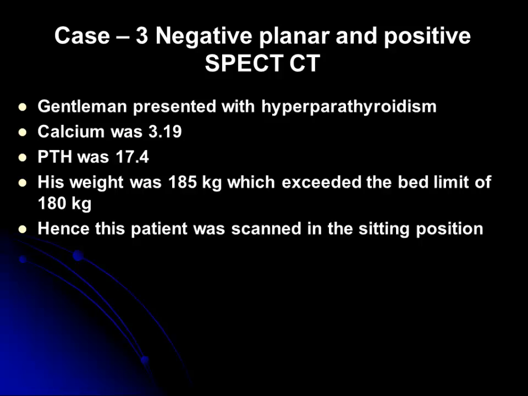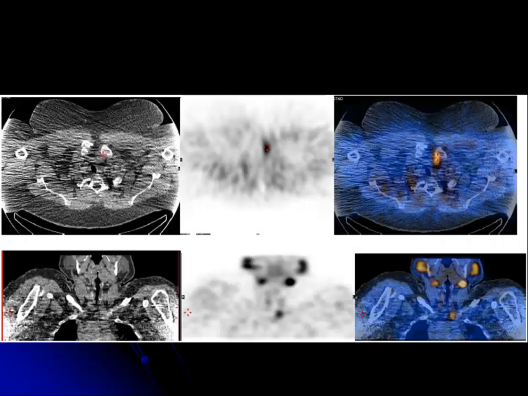A gentleman presented with hyperparathyroidism. Calcium was 3, raised, with raised parathyroid hormone. Weight was 185 kg, which exceeded the bed limit of 180 kg, hence the patient was scanned in the sitting position. So you don't see anything. Negative scan, but look at the size of the patient, and you've got artifact because this is a low dose CT. With the fused images, you clearly demarcate the abnormal uptake towards the medial end of the clavicle.